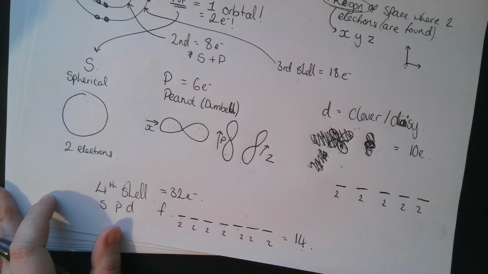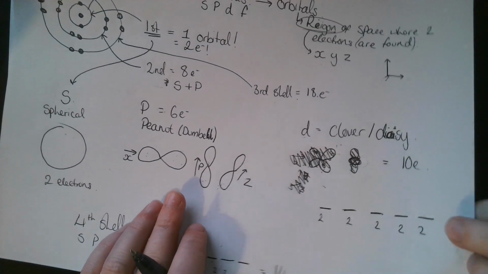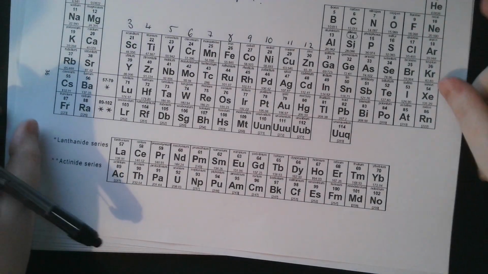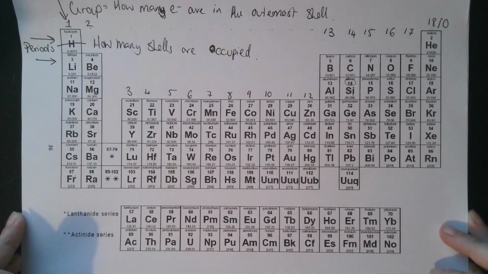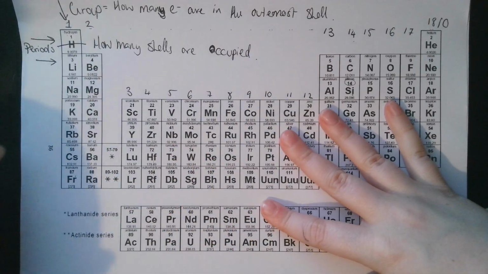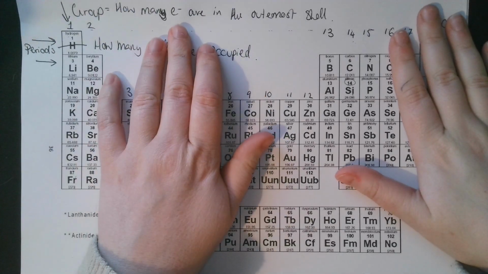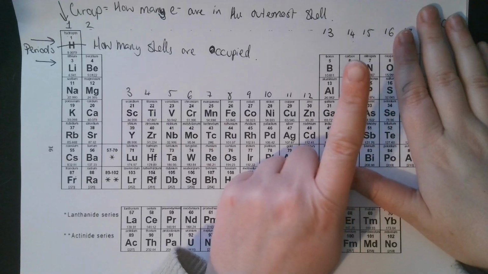Now, for your assignment, you will need to know about SPD notation, especially when we begin to come on to the next set of slides, which is ionization energy. Okay, so just coming back to our periodic table, we can begin to add a little bit more depth into it. What I mean by that is the group tells us how many electrons there are in the outermost shell. The period tells us how many shells are occupied.